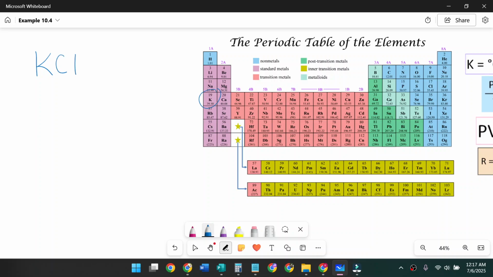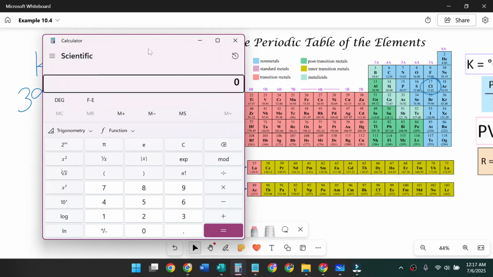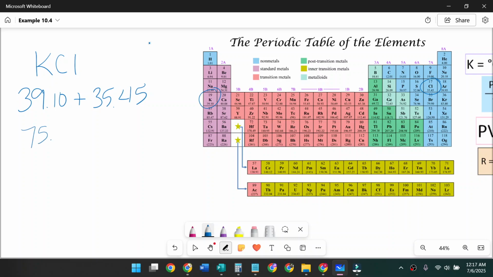So we have potassium chloride. So we have this and this. We've done this a lot, but for those who still need it. So if we add those up, that'll give us how many grams per mole this compound has. So 39.10 plus 35.45, 74.55. So 74.55 grams per mole.